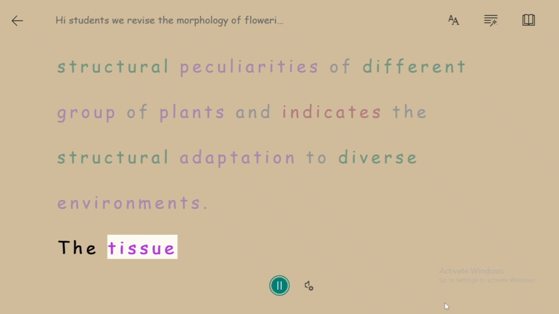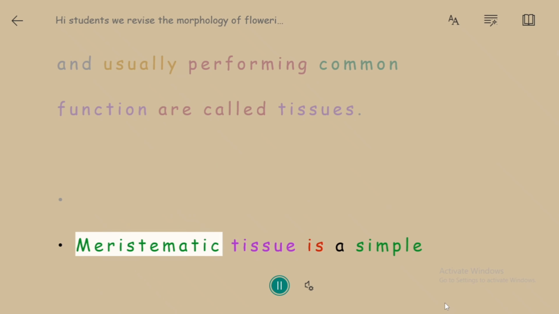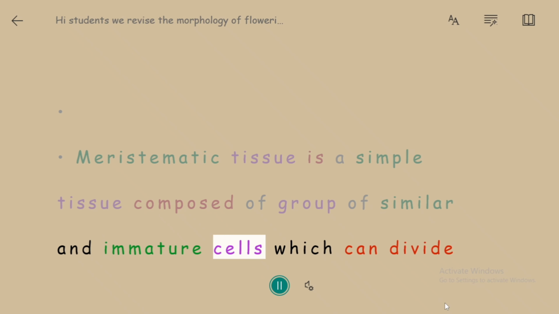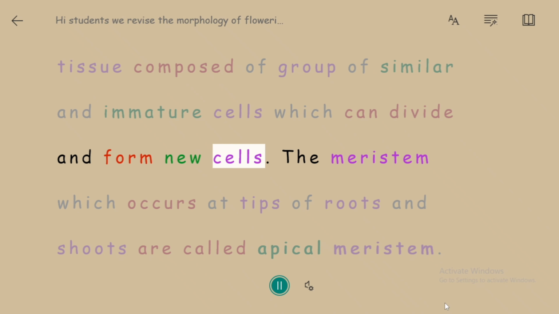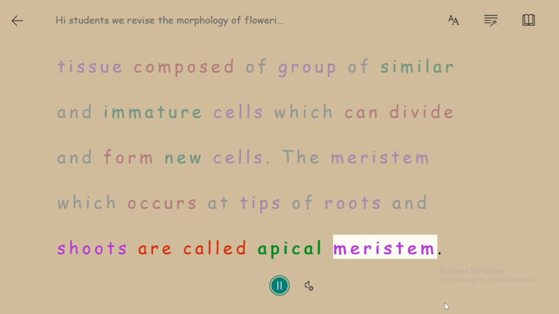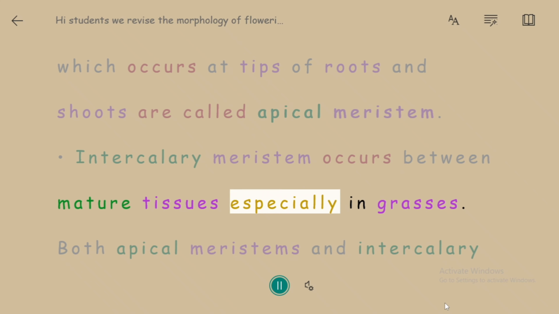The tissue. A group of cells having a common origin and usually performing a common function are called tissues. Meristematic tissue is a simple tissue composed of a group of similar and immature cells which can divide and form new cells. The meristem which occurs at tips of roots and shoots is called apical meristem. Intercalary meristem occurs between mature tissues, especially in grasses.